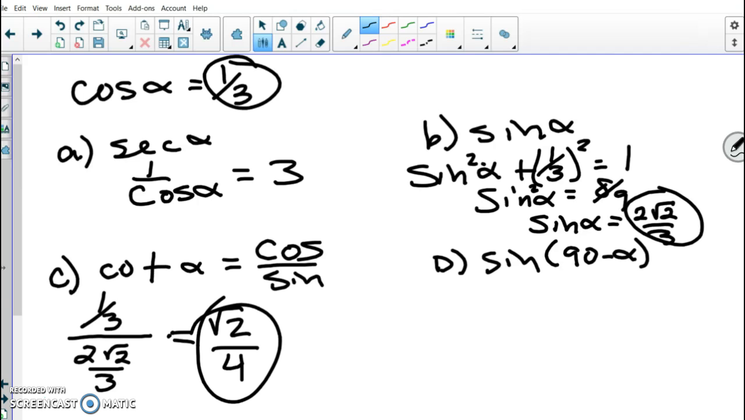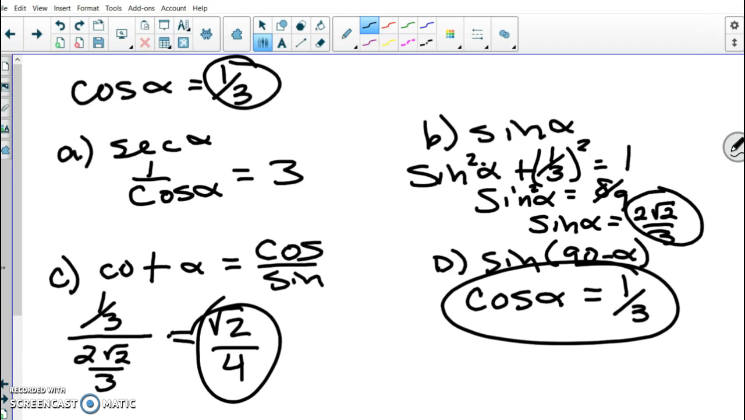Part D says sine of 90 minus alpha. Well, we know that that is a complement to its co-function. Sine and cosine are co-functions. And we know that the sine of 90 minus alpha is the same as cosine of alpha, which takes us right back to where we started from at 1/3.